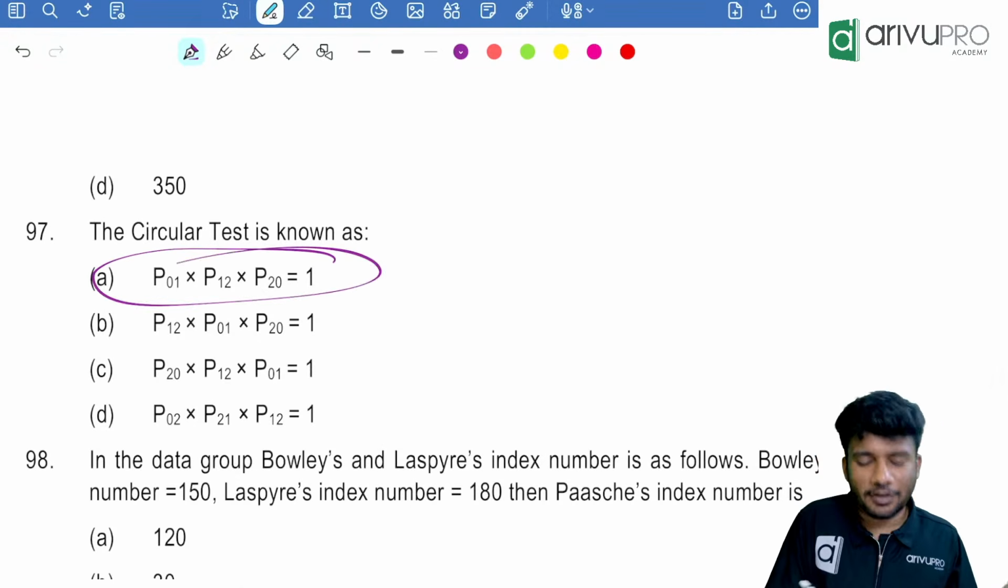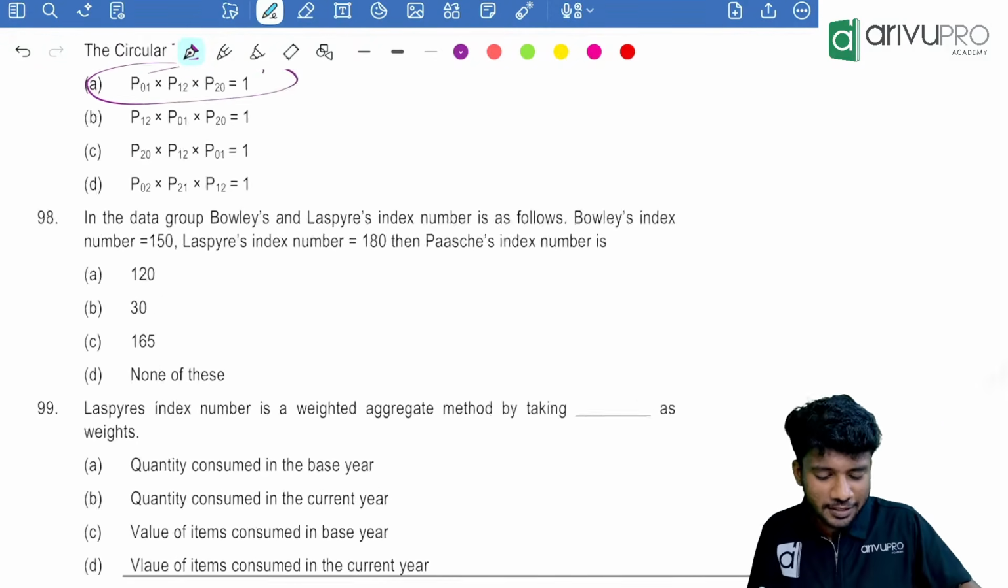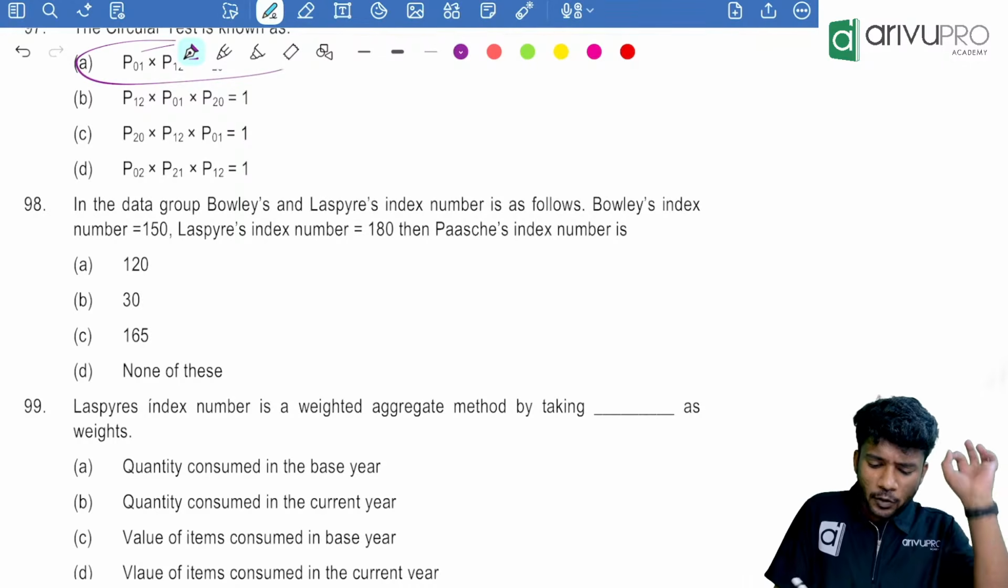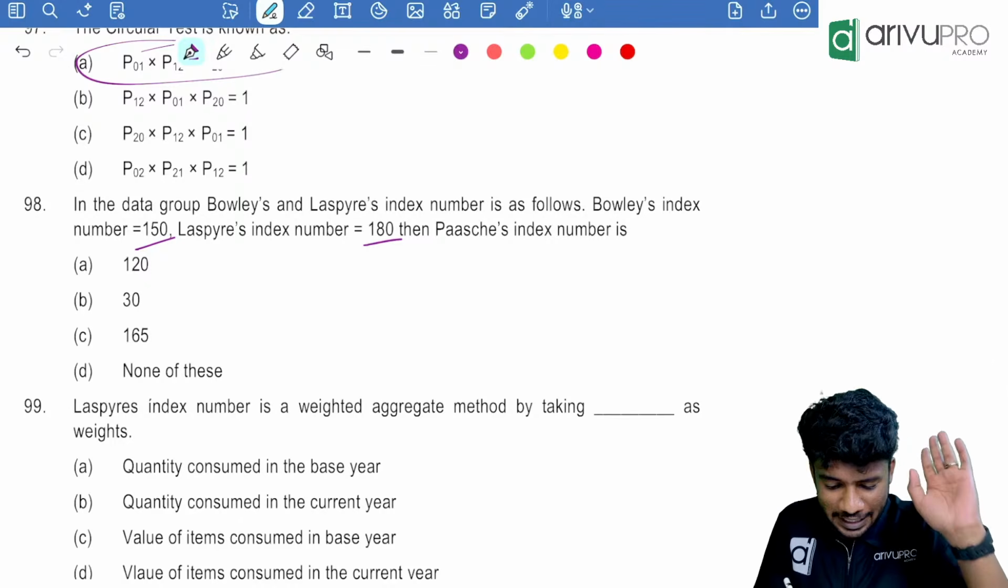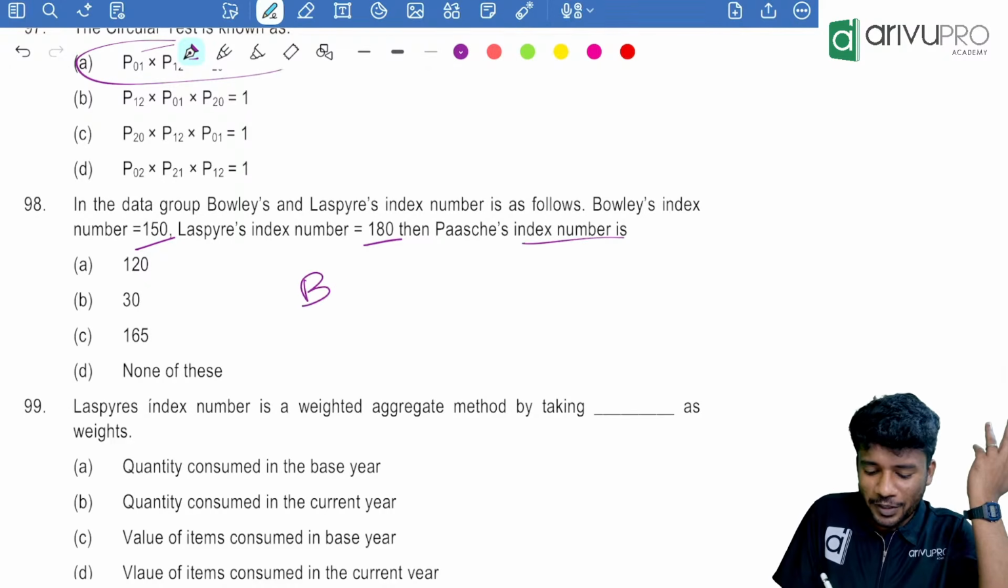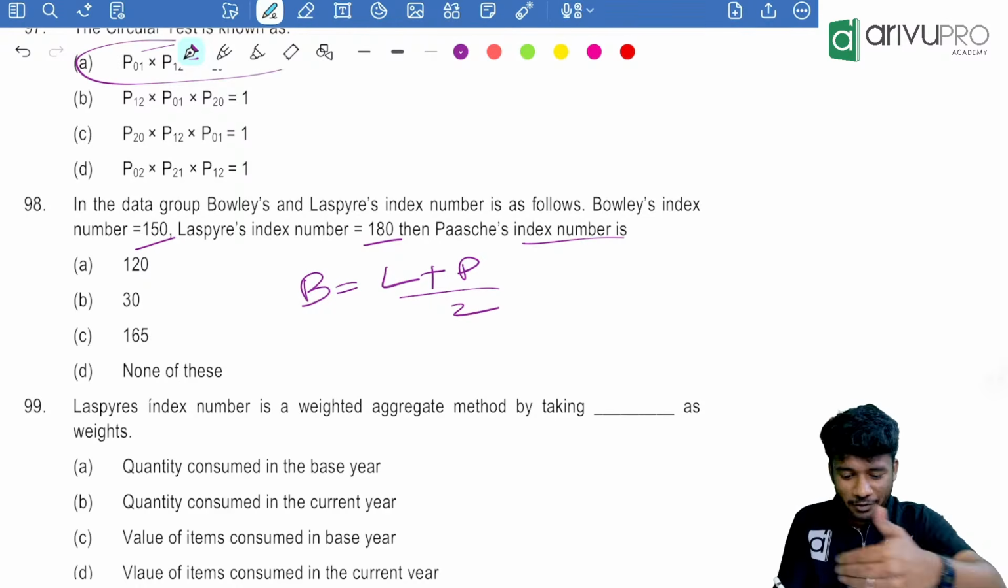Circular test means option A, direct question. Another one, another direct question, people. Bowley's and Laplace index are as follows. Bowley is equal to 150, Laplace is equal to 180. Then Paasche is how much, people? Bowley is what? Arithmetic mean of Laplace and Paasche. L plus P divided by 2.